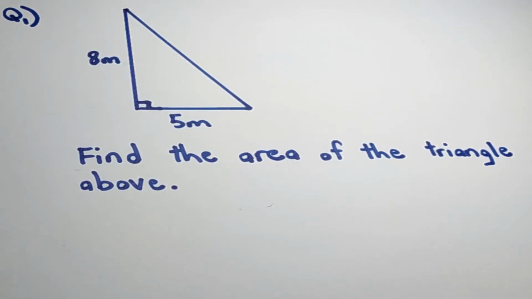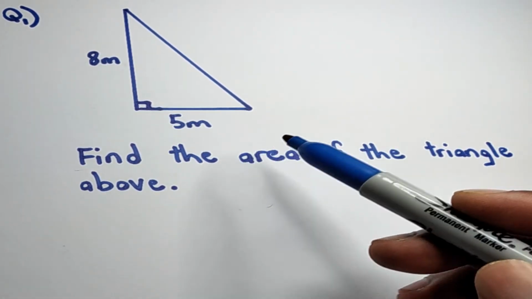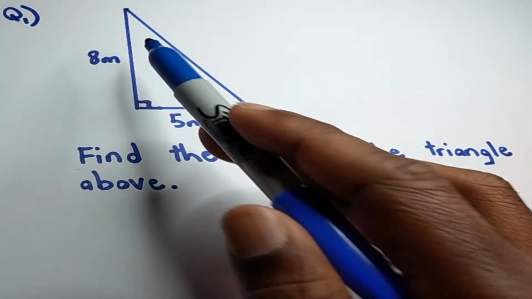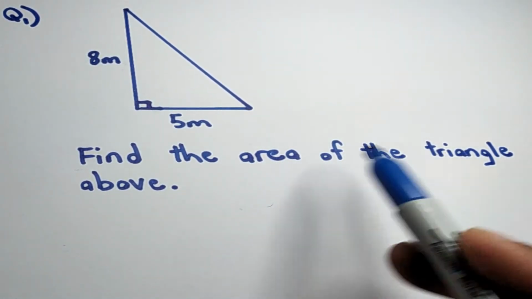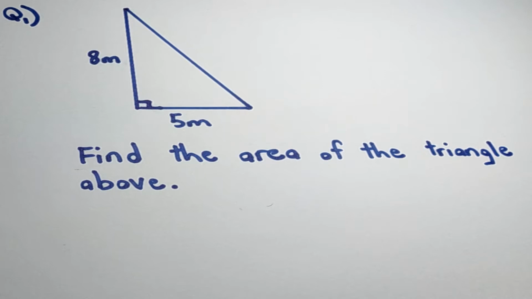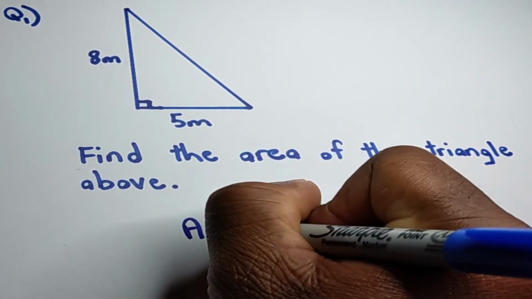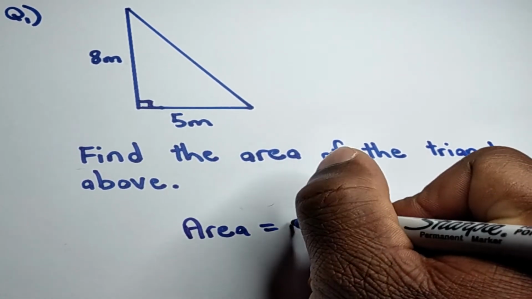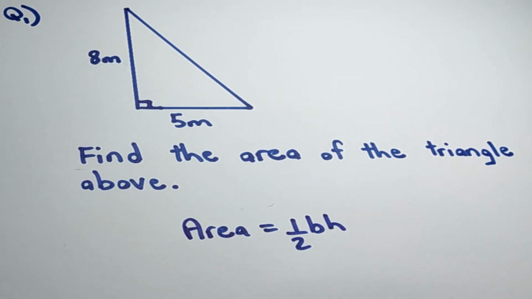Alright guys, so here we are with question 1. Here we are given a triangle. They gave us the height and the base, and they asked us to find the area of the triangle above. Of course, we can find the area by using the formula: area is equal to half base times height.